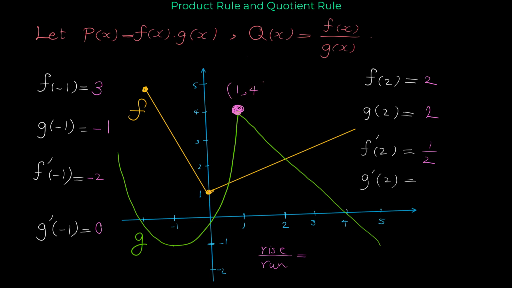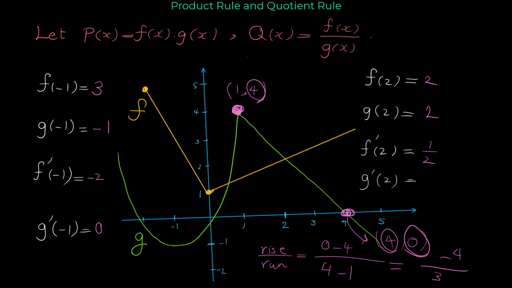The coordinate is 1, 4. X value is 1. The y value is 4. And another point that we know its coordinate exactly is here, for example. What is the coordinate of this point? 4, 0. So rise over run would be 0 minus 4 over 4 minus 1. And this equals -4 over 3. So the slope or derivative of the function g at 2 is -4 over 3.